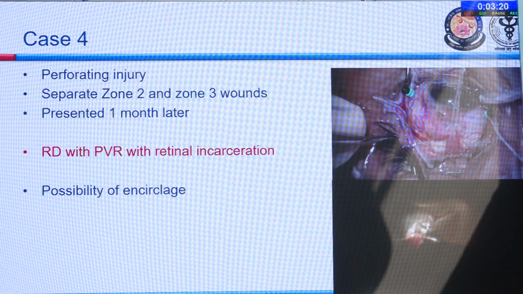Now case 4 is a perforating injury, and here there are separate zone 2 and zone 3 wounds. There is an entry wound close to the limbus, and then an exit wound just posterior to the equator. So in such cases we can put an encircling element. Unlike the other cases which I had shown, where the scleral wound was passing through zone 2 and zone 3 so we could not place an encircling element or a buckle easily, here dissection is easy, and we can place an encircling element.